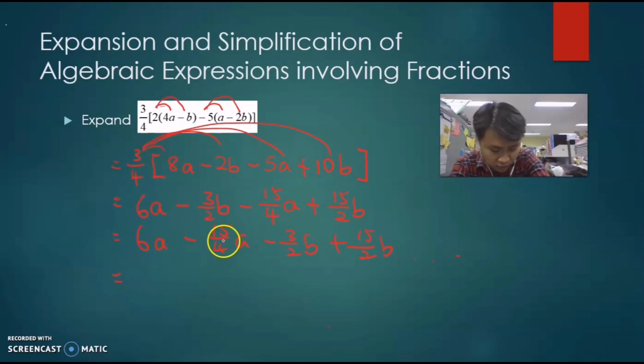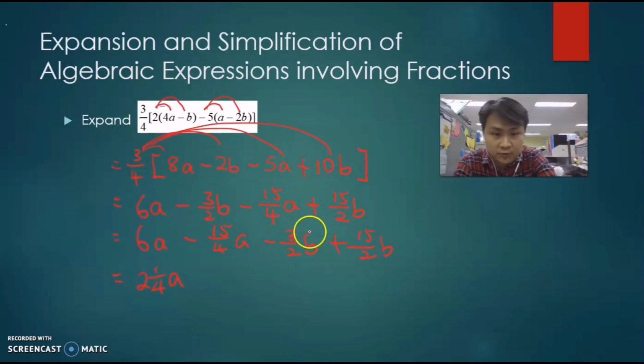So 6 minus 15/4, we'll end up with 2 1/4 a. And then negative 3/2 plus 15/2, we'll end up with 6b. When your calculator doesn't show the plus, it means it's a plus. So when you write down your answer, it will be 2 1/4 a plus 6b, and this will be your final answer. Any questions about this?